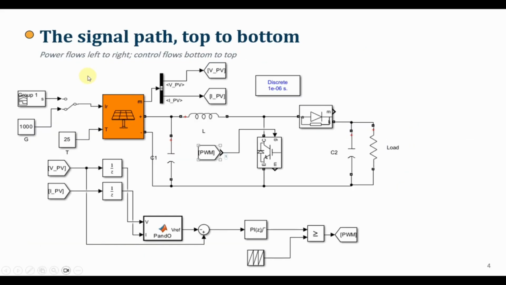This slide illustrates the complete system. On the left, we have the photovoltaic array. The input capacitor smooths the PV voltage before it reaches the boost converter. The boost converter consists of an inductor, an IGBT switch, a diode, and an output capacitor connected to the load. The controller measures the PV voltage and current. These measurements are processed by the MPPT algorithm, which generates a reference voltage. The PI controller converts the voltage error into a duty cycle. Finally, the PWM block generates switching pulses that drive the IGBT.